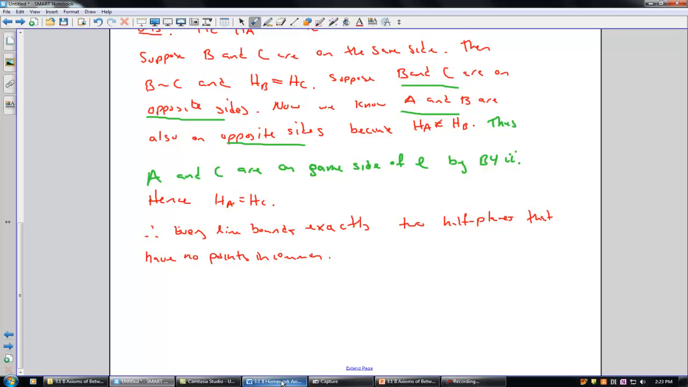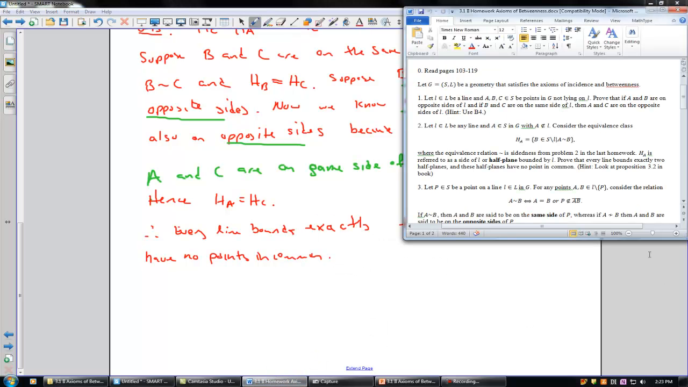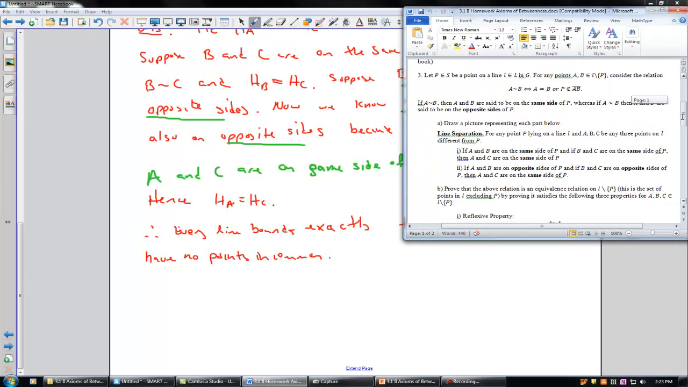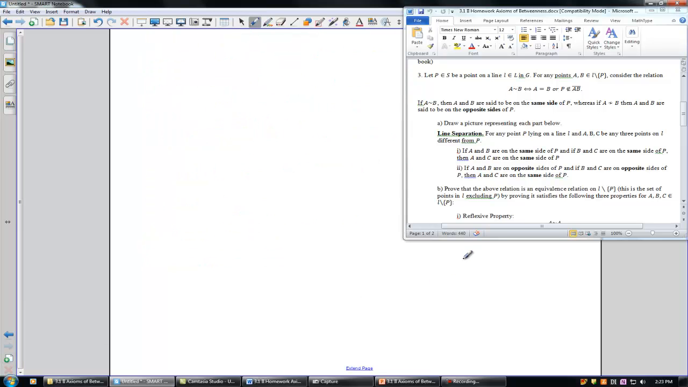Okay. And now let's take a look at the next problem. So number 3, which is sort of a long one, but it should go really fast. On number 3, what you need to do is try to understand this new relation. The new relation says we take a point P on a line L. So let's draw a picture. We talked about this a little bit today in class. This is the idea of line separation.